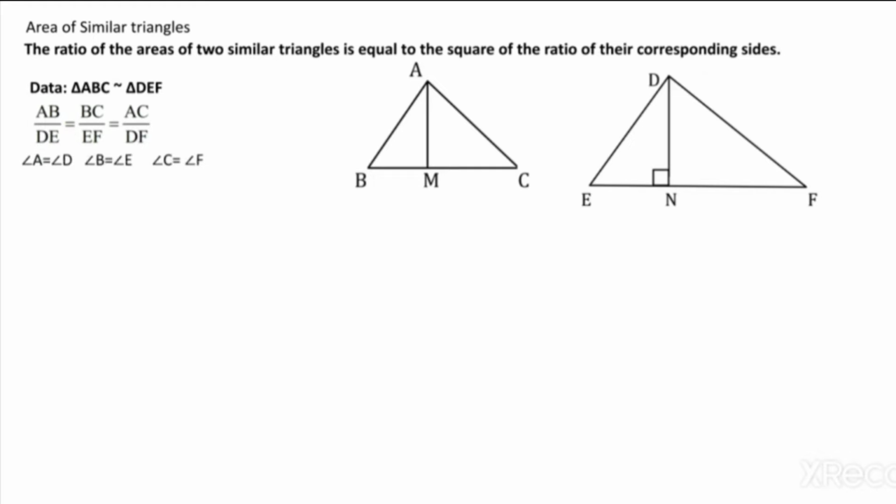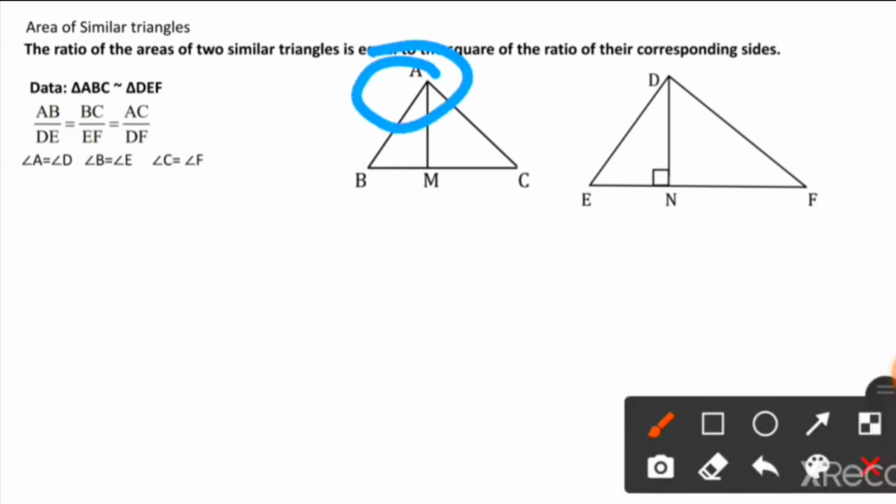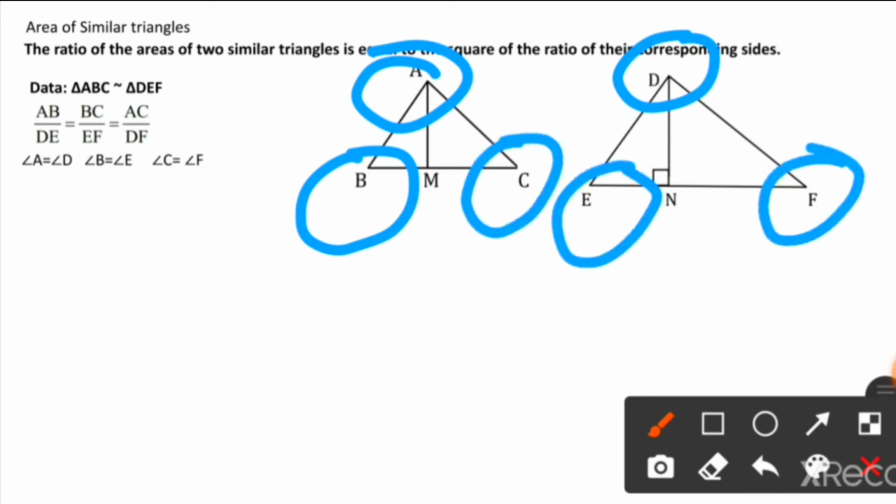So based on the same data, we can also write that angle A is equal to angle D, angle B is equal to angle E, angle C is equal to angle F. That's what we have written here.